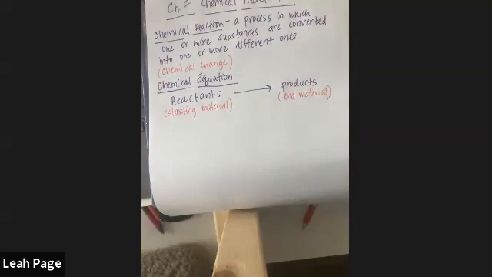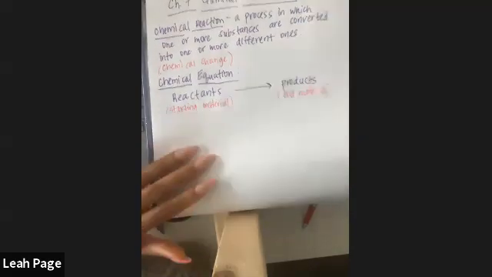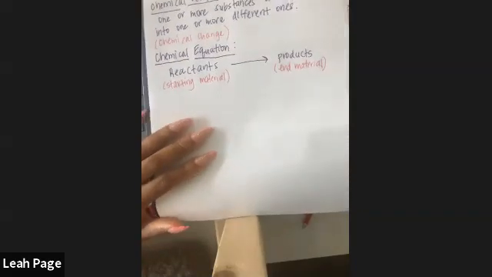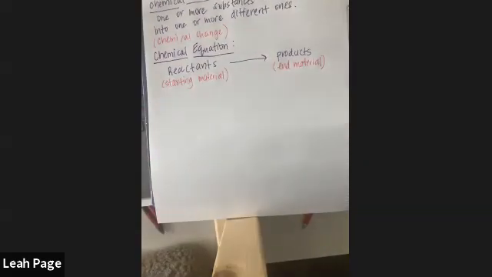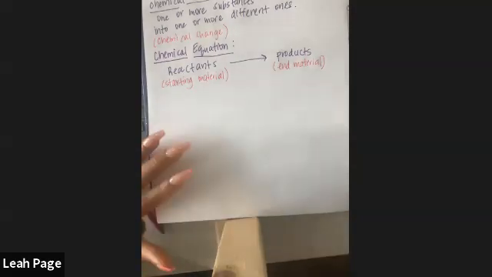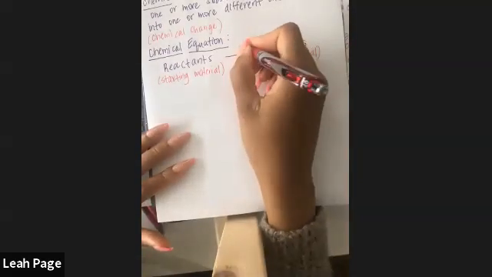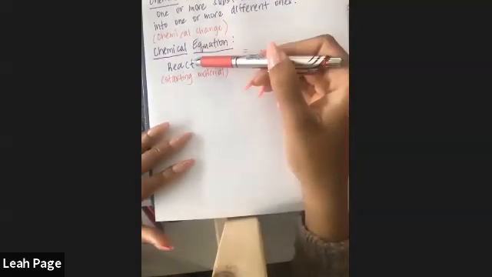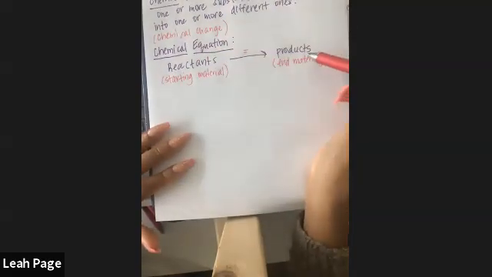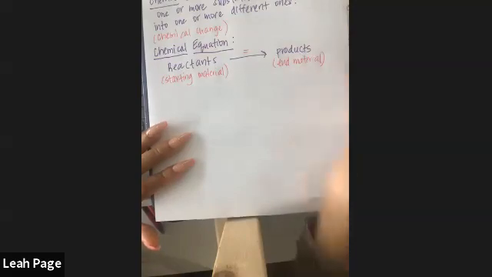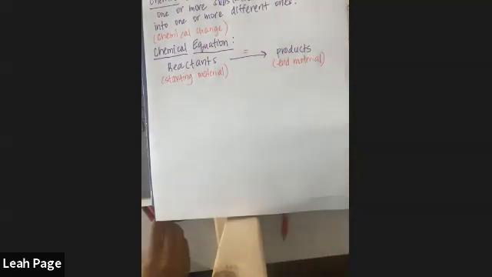Now, just like equations in math, when we write a chemical equation, the number of things or substances on one side has to equal the other side, meaning we think of this arrow sign like an equal sign. So the number of atoms on the reactant side has to equal the number of atoms on the product side. So let me give you an example of what I mean.